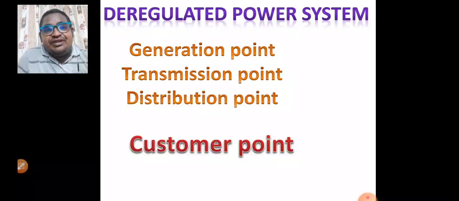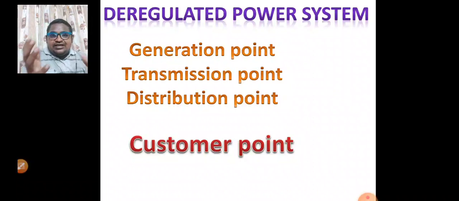Then it is very important: the deregulated power system at the customer point. At the customer point, the customer can get the power from the generation. Suppose there are 4 generators in one system. This generator generates the power at 2 rupees per unit. This is for 10 rupees per unit. This is for 8 rupees per unit. This is for 1 rupee per unit.